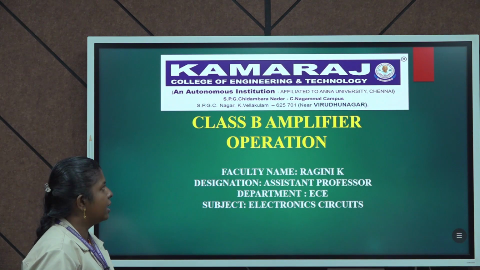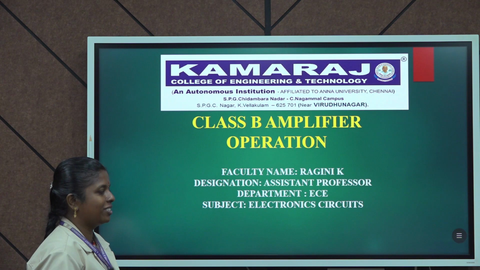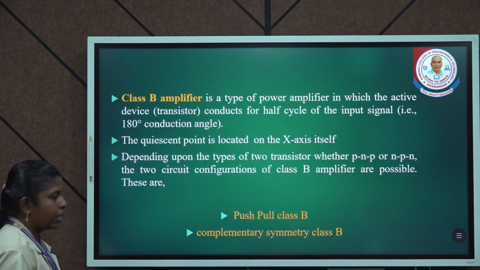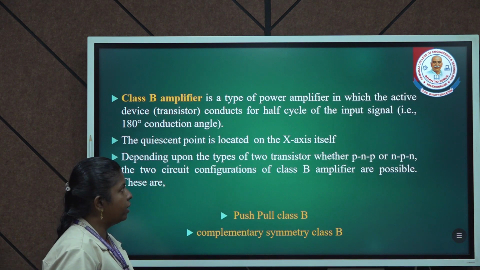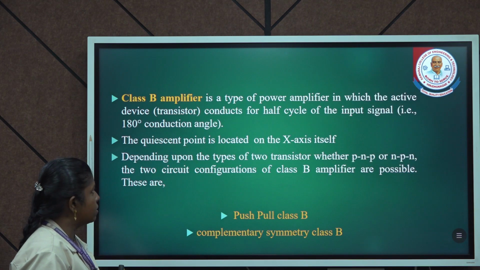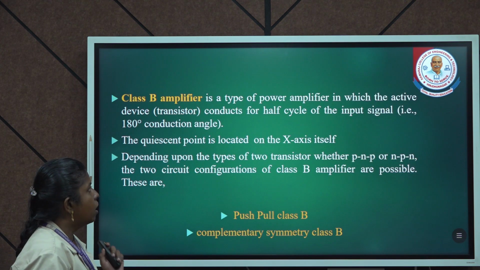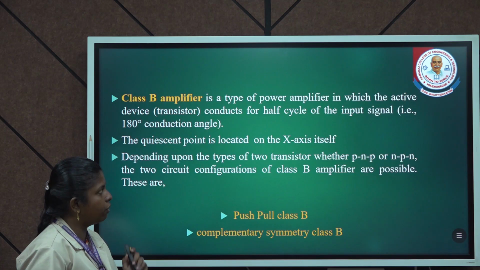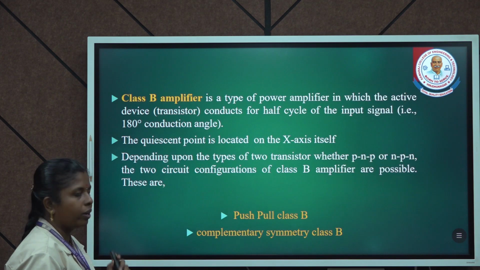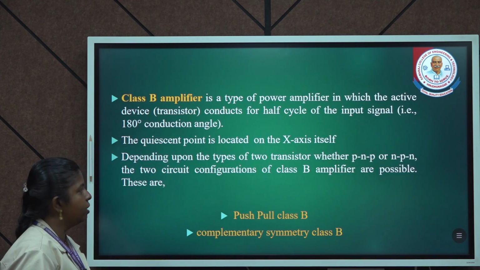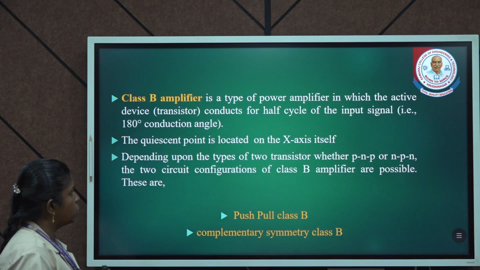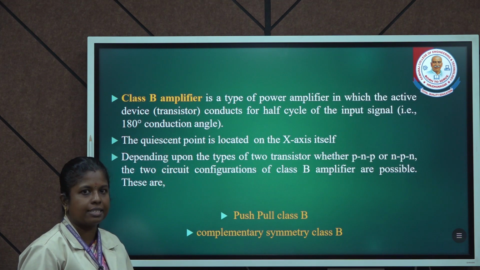Today's presentation topic is Class B Amplifier operation. A Class B amplifier is a type of power amplifier, in which the active device, that is a transistor, conducts for one half cycle of one input cycle, that is a 180 degree conduction angle, and the quiescent point is located on the x axis itself.